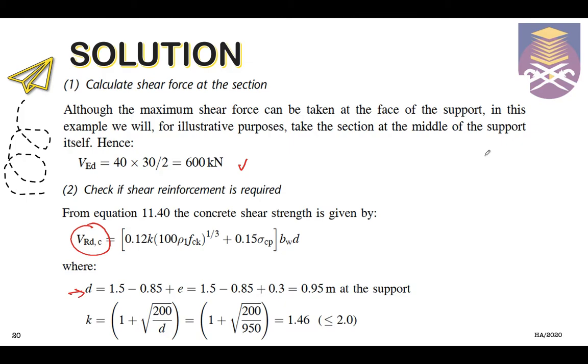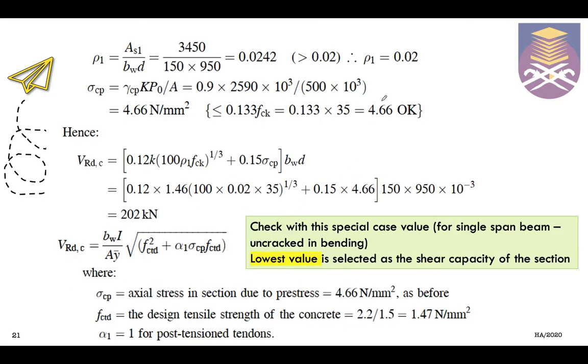Then we can substitute the value into the k equation, so we have 1.46. Then we have rho l. Calculating rho l, we get the value of 0.0242. This value of rho l is limited to 0.02, so this value is larger than the limit. Therefore rho l is taken as 0.02, which is the maximum value.